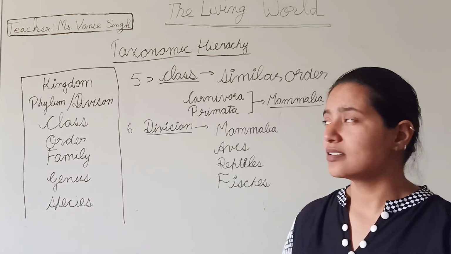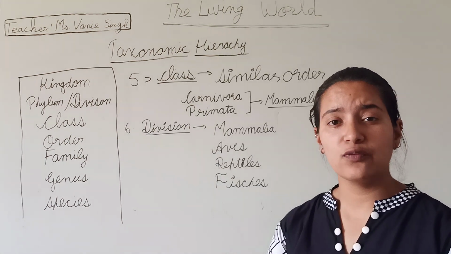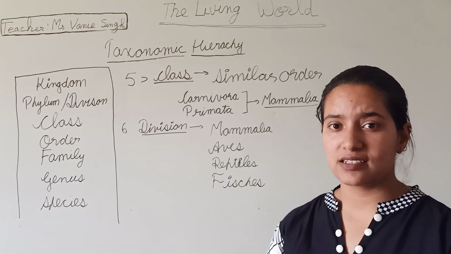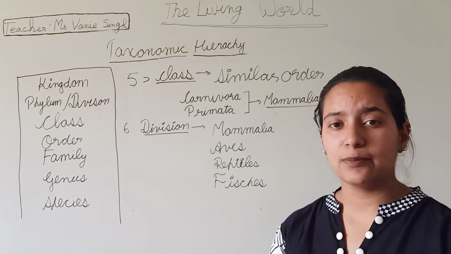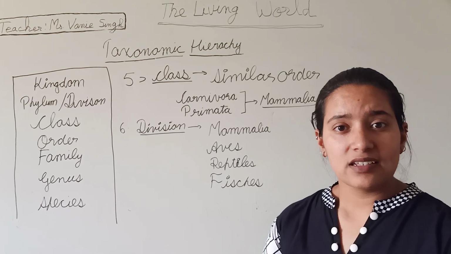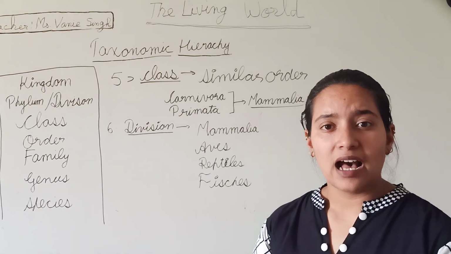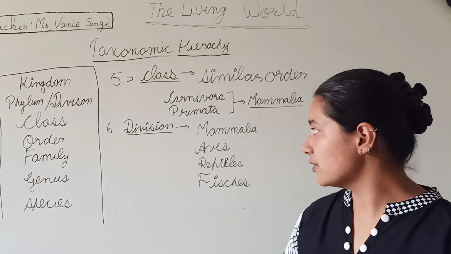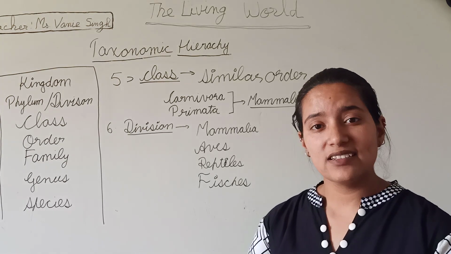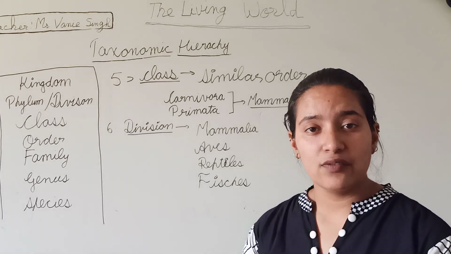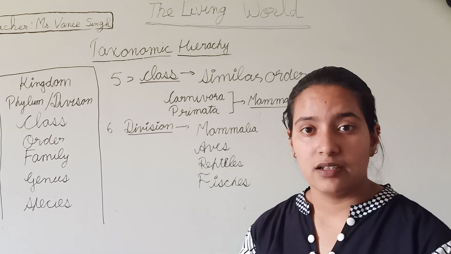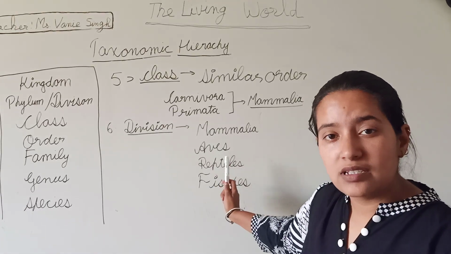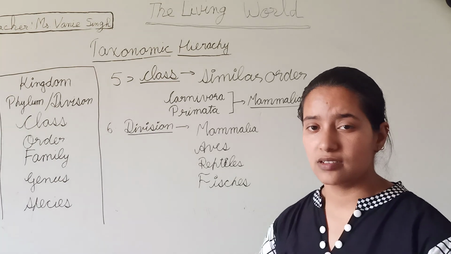So next is class. What is class? When we have similar orders. So here we include the examples Carnivora and Primata. Both Carnivora and Primata belong to the class Mammalia. Next, division. So what is division? When we have similar classes. Here examples are mammals, apes, reptiles, fishes.